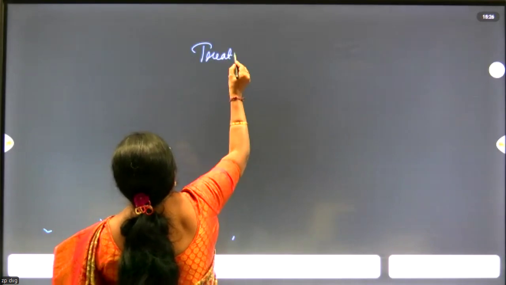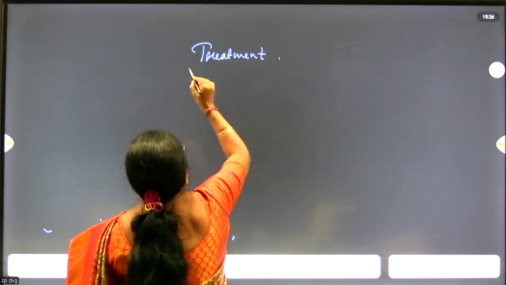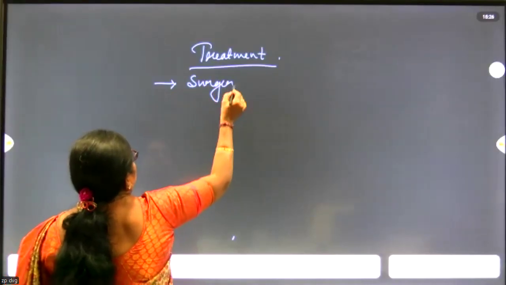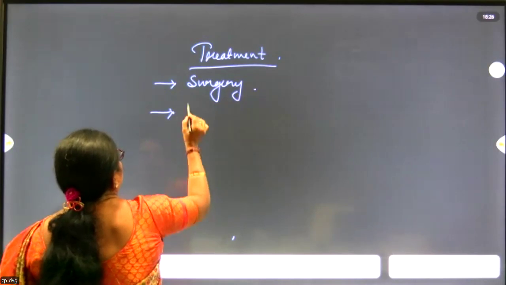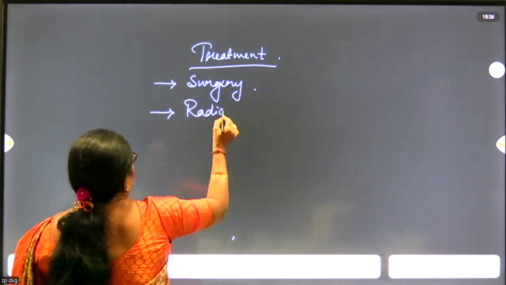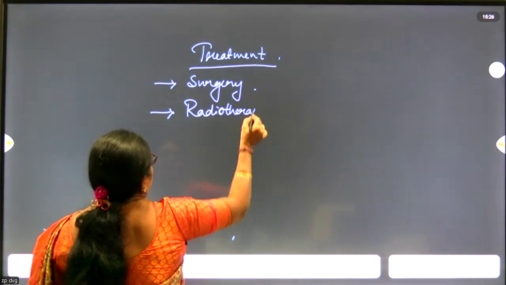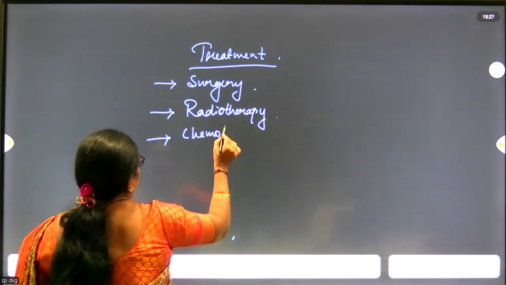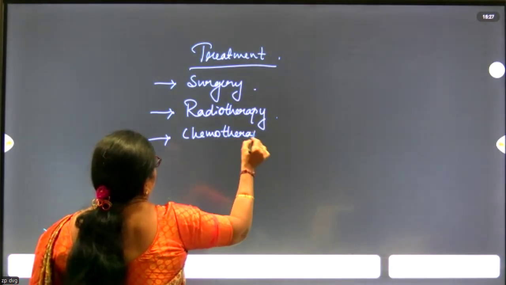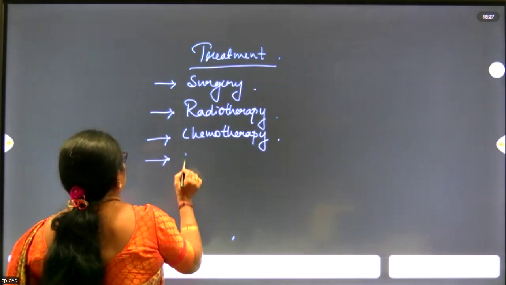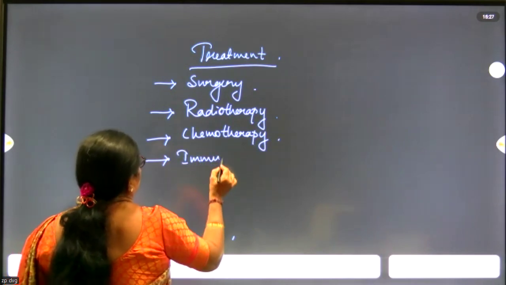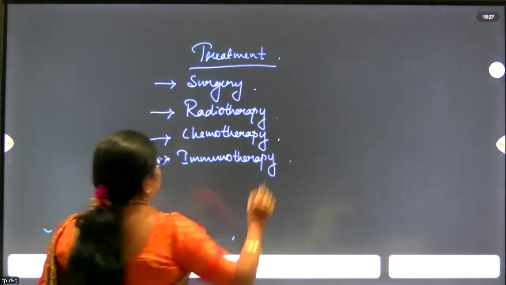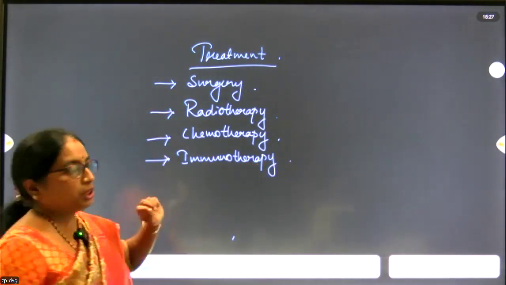Treatment of cancer. So surgery is done to remove the tumors, then radiotherapy, chemotherapy, immunotherapy. So any cancer patient, to remove the tumors, surgery is used.